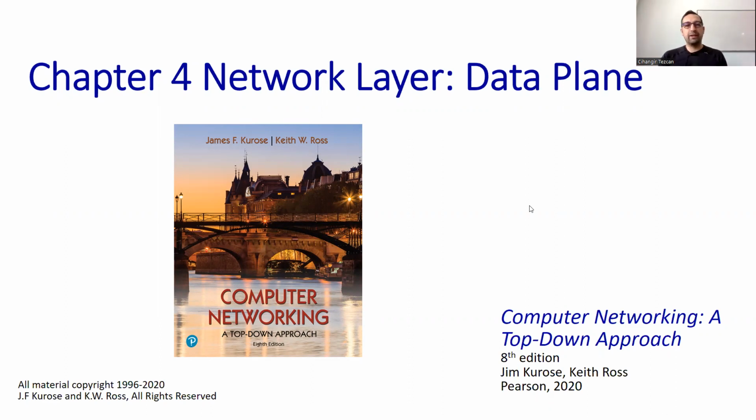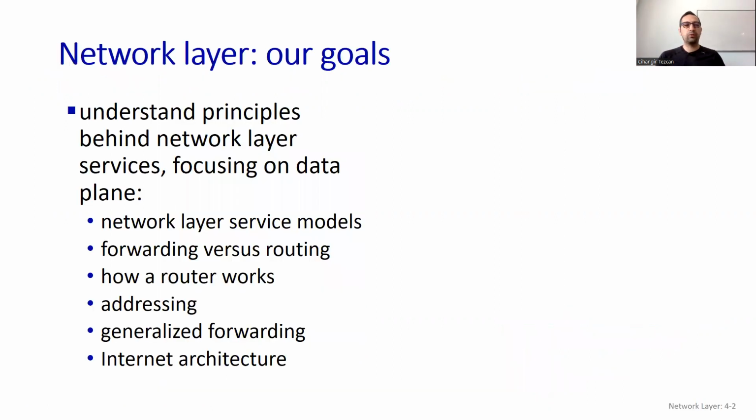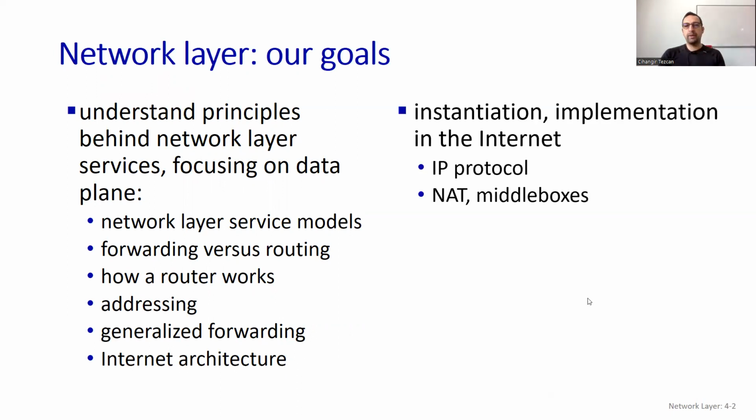The book actually divides this layer into 2 chapters, but we will be focusing on this part because later on, when we talk about security, we need these topics. So I'm going to focus on these parts. Our goals are as follows: understand principles behind network layer services, focusing on the data plane, network layer service models, forwarding versus routing, how a router works, addressing, generalized forwarding, and internet architecture. These are the things we are going to focus on.